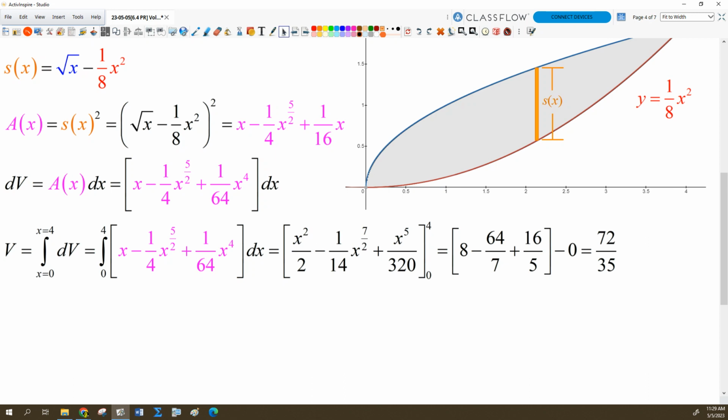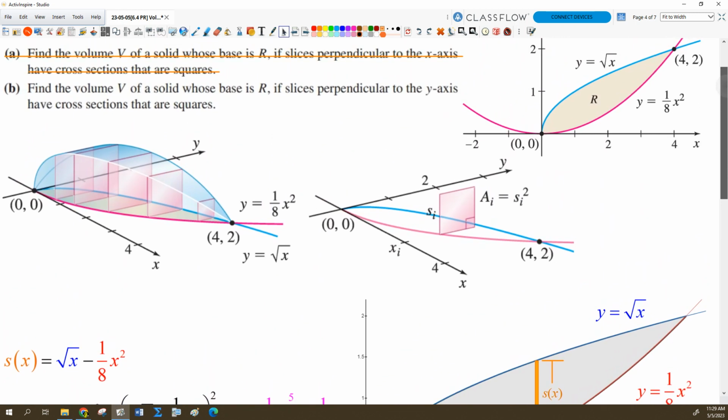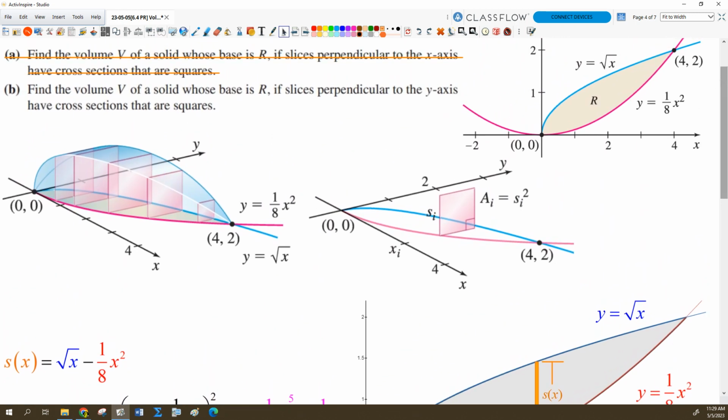So does that make sense? Okay, we good there, right? We just did this integral. After we set it up, we evaluate it, and we get 72/35. The integral part's not very hard. Setting it up is the part I want you guys to see. So what's that look like then? Well, each little individual piece, if that's s of x, then the base is just going to be a square that's that squared.